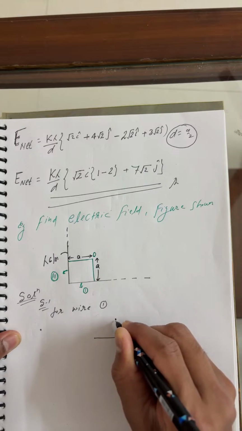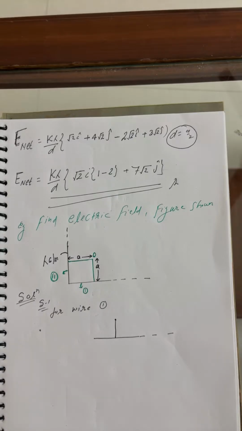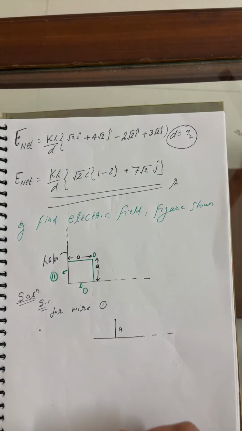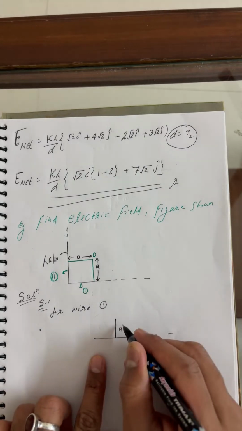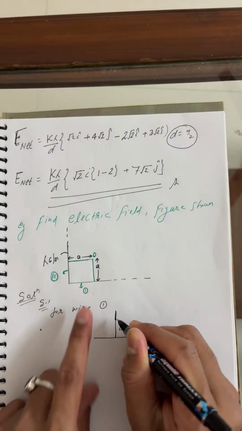This is point O. So this is beta known for us here. This is beta, how much? You can say A only. So for this wire, what can you write?